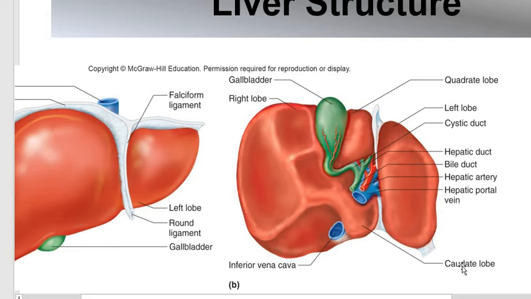You can't use letter association with quadrate. There aren't too many things around here that start with the letter Q. But if you remember where the caudate is, then you know the quadrate is the other little lobe. And quadrate, again, is by the gallbladder.